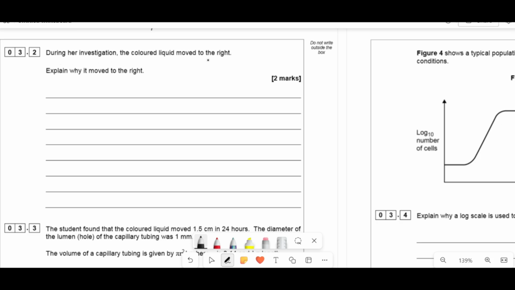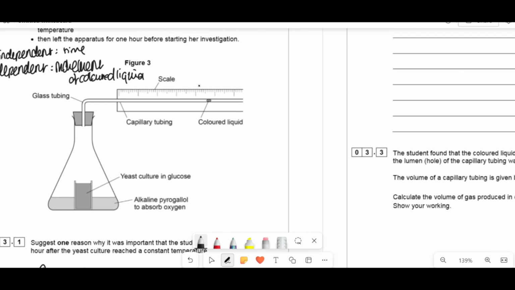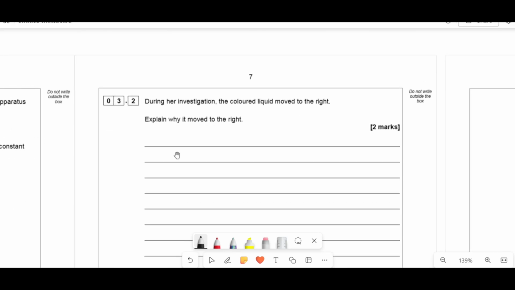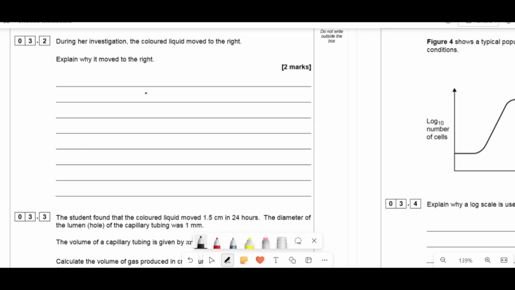During her investigations, the colored liquid moved to the right. Explain why it moved to the right. So if it's going this way, it means it's being pushed that way, so it means that the yeast are making some gas that's pushing it that way. Now, here there's no oxygen, and they are yeast, so they must be doing anaerobic respiration. So already we can say, first of all, they must be doing anaerobic respiration.